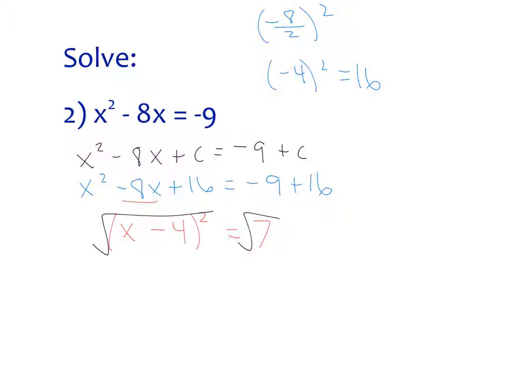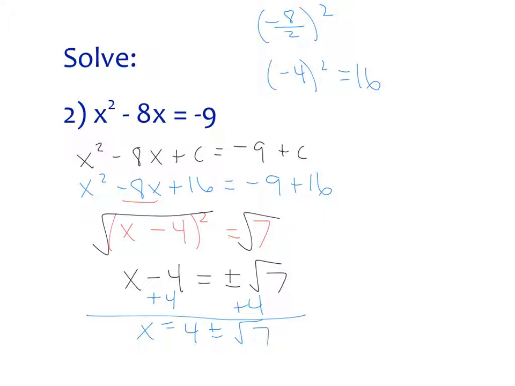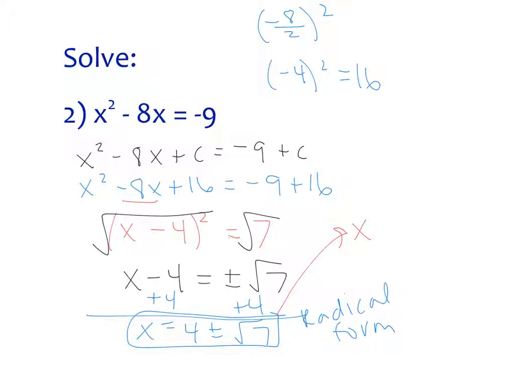So I take the square root of both sides, and I'm left with just x minus 4 equals plus or minus square root 7. Last move to isolate my variable is add 4. So I get x equals 4 plus or minus square root 7. Again, this would be one version of my answer in radical form. And then if I wanted to go ahead and round this answer to the nearest tenth, I would type in my calculator 4 plus the square root 7 and 4 minus the square root 7. So I would get x equals 6.6 and 1.4 for my two solutions.